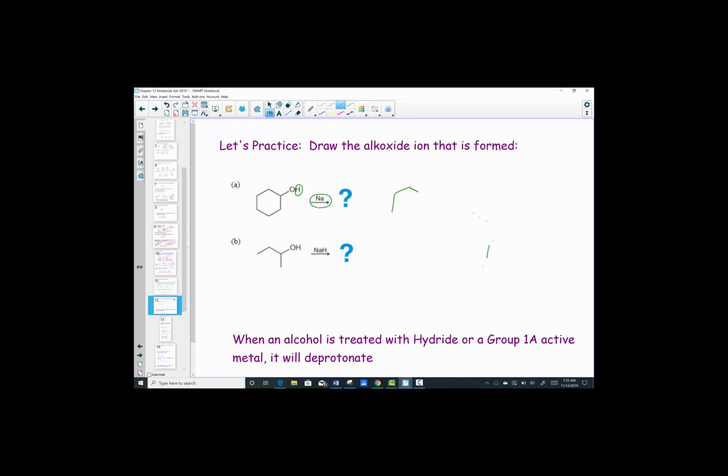We'll have our cyclohexane and the O negative, which would be a cyclohexane oxide. The anion has formed. And even though we're not asked, just keep in mind there would be half a mole of gaseous hydrogen coming out of solution to keep the equation balanced.